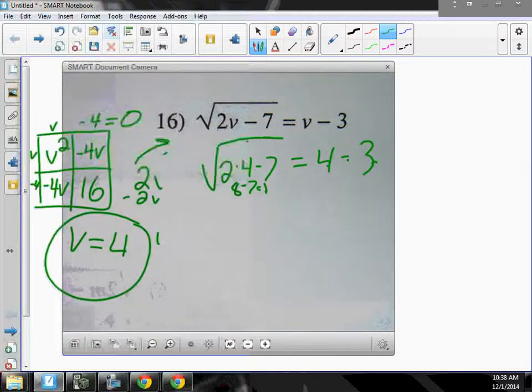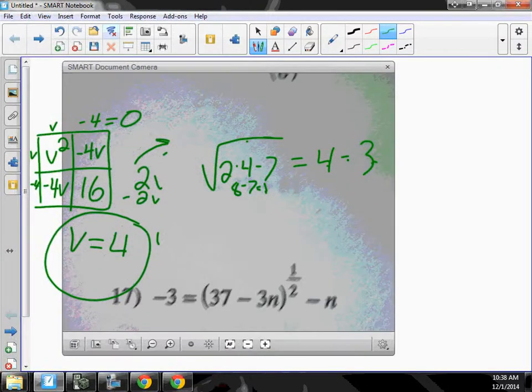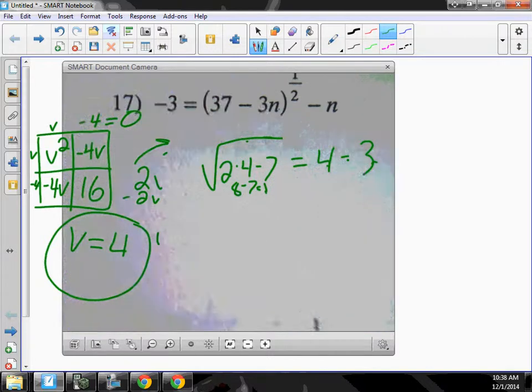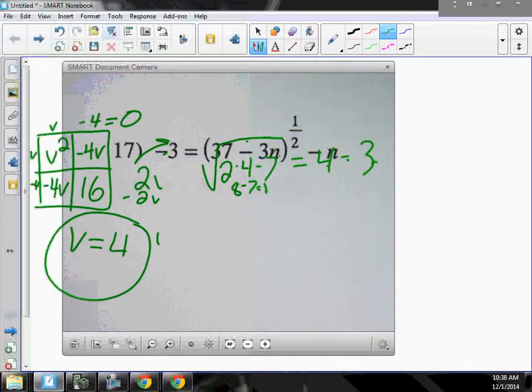And then take a look at 17. 17's kind of tricky. Just like 19. You're going to have to do the same thing for 19.